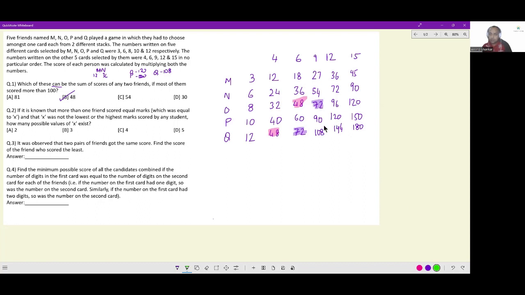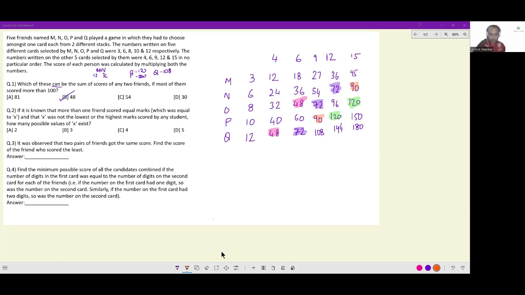Do I see anything else? Oh, I also see a 72 here. 120 we had already seen. 120 and 120. And finally, we can also see 90 and 90. These are the scores which are identical.